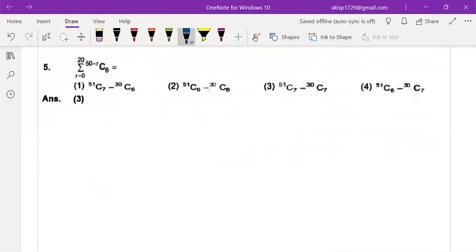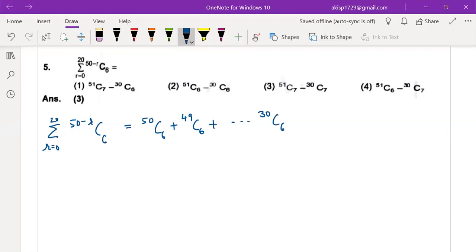So I've been asked the summation of (50 minus r) C 6. Now you can see this r is varying from 0 to 20. So typically, what are the terms that are asked? I will substitute some values of r. So r is 0, I am asked 50 C 6. Plus r is 1 means I am going to look at 49 C 6. And I keep on doing this. Ultimately, when r becomes 20, I will be at 30 C 6. So this sum is asked of me.